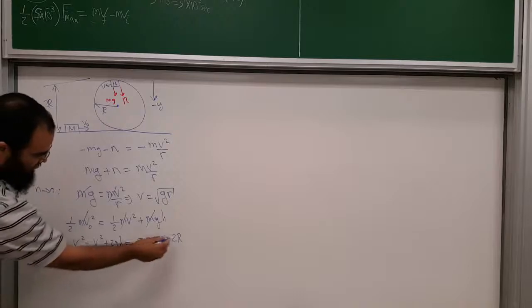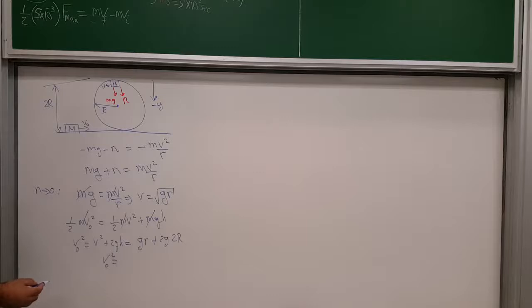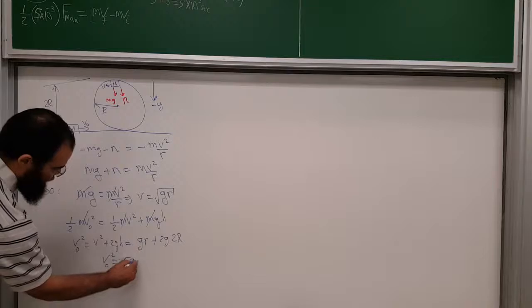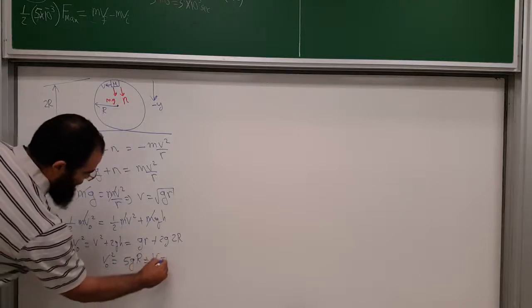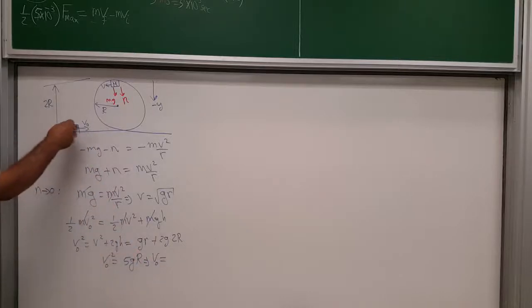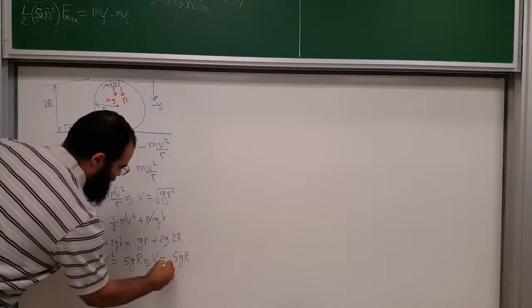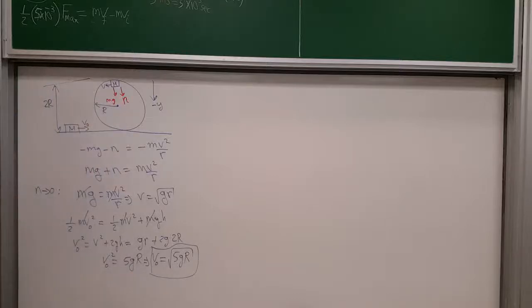So v initial squared will equal to what? 2 times 2 is 4, and then you get a 4 here, so you have 5gr. And so at minimum, the speed with which this mass has to move at the bottom should be the square root of 5gr. That's the minimum speed needed at the bottom. So it's the square root of 5gr.